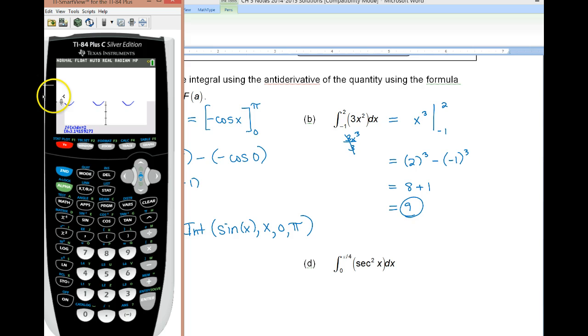So if I graph 3x squared, tell me this isn't really kind of neat. I really like that your calculator makes that really pretty, but your calculator does it too. It just looks black on yours. So if I go -1, it figures out the area under the curve.